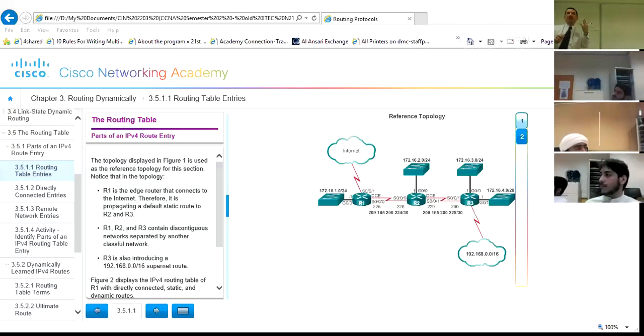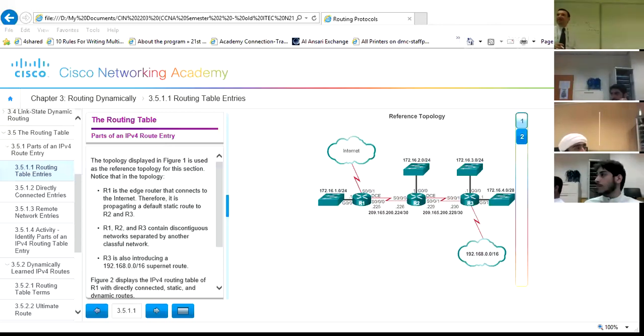Condition number 3 is what? No auto summary was done. If I did not do no auto summary, RIP version 2 will behave just like RIP version 1. It will automatically summarize, and it will send the prefix with it as a /16. RIP version 1 did not send any prefix information. RIP version 2, because it is classless, it will send.